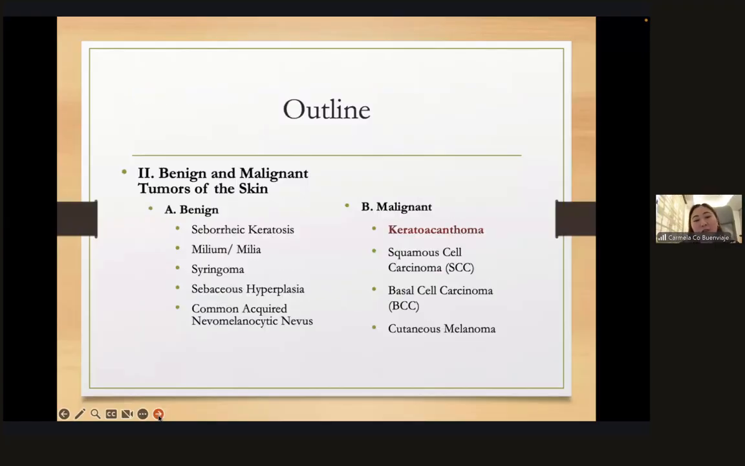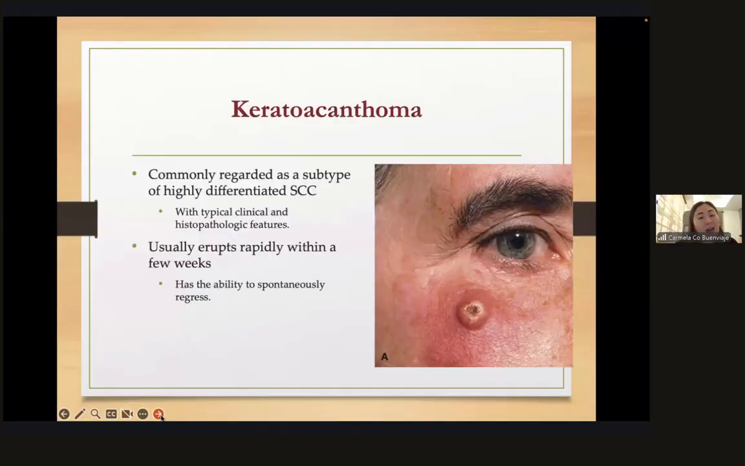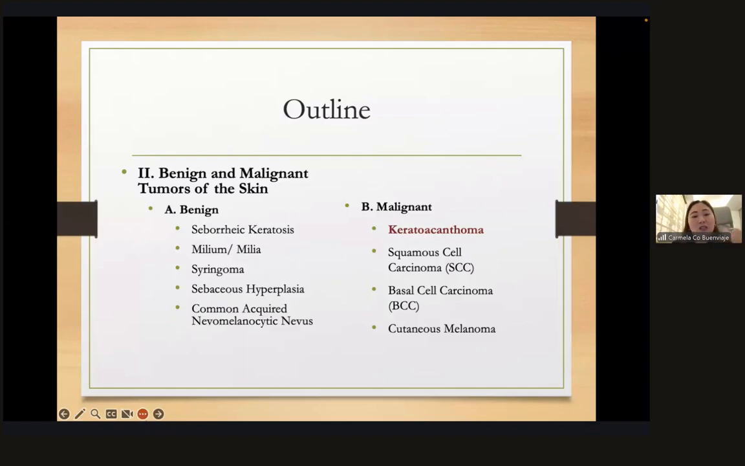Okay, so next we go to the malignant lesions. So let's start with keratoacanthoma. Actually, for keratoacanthoma, it has always been controversial whether it is benign or pre-malignant or malignant. So on the latest literature, they would classify it already as malignant. So in our lecture, I put it under the malignant tumors.